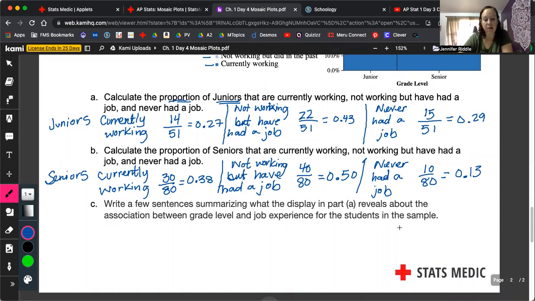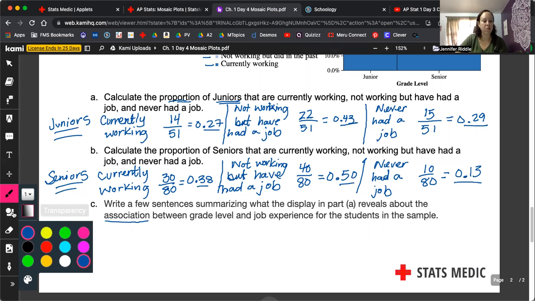Okay, so Part C says, write a few sentences summarizing what the display in Part A reveals about the association between grade level and job experience for the students in the sample. So really what I'm doing is looking to compare my different proportions. If we want to know about an association, remember we're looking to see if knowing the value of one variable helps us to predict the value of another. So does knowing whether they're a junior or a senior affect the proportion of students who have a job or their job level experience?